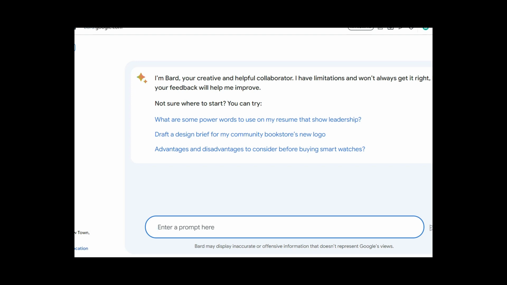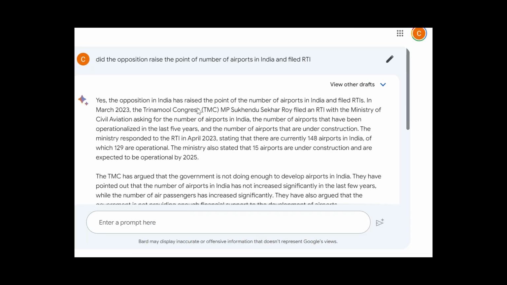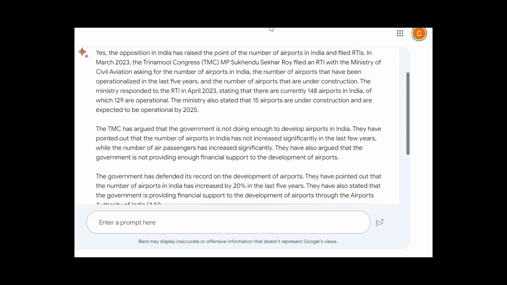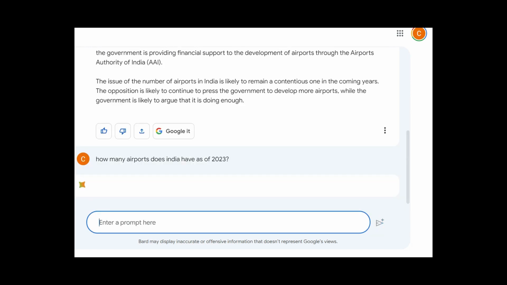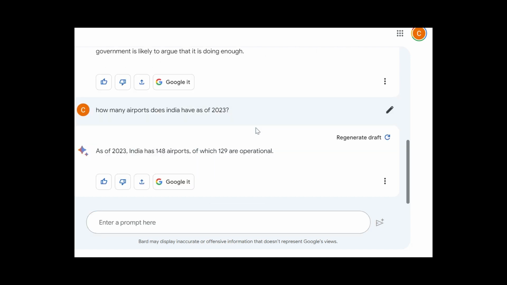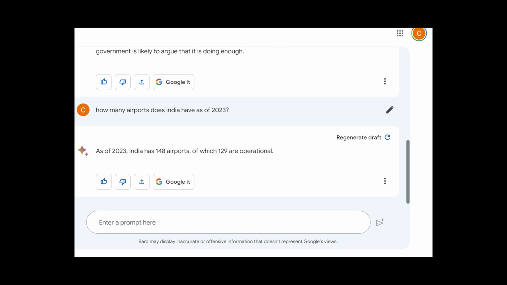So did the opposition raise this point? Yes. So this news, they are telling it is correct. Okay, and what they are saying here is, Trinamool Congress MP Sukhendur Shekhar Roy had filed an RTI, and then he got a response. So I was just curious, at present, how many airports are there in India? Okay. So it says 148, out of which 129 are operational.